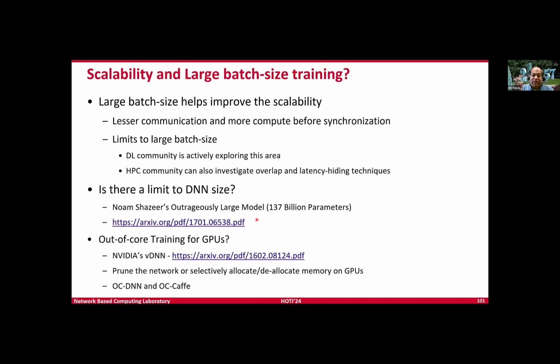Now, is there a limit in the DNN size? It's continuously increasing. A few years back, just a billion parameters was big. Now we are getting into half a trillion. There is a Trillion Parameter Consortium, TPC, which is being led by Argonne. A lot of organizations all over the world are participating there. So please take a look at that.